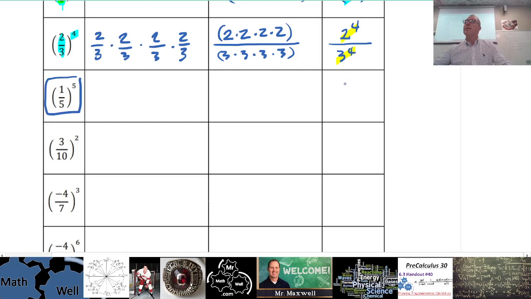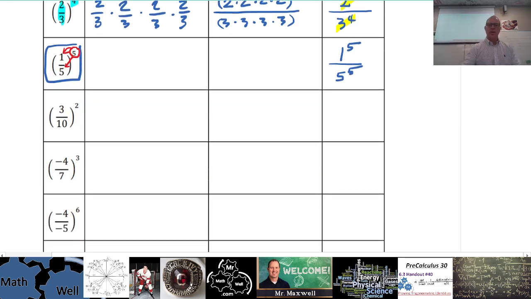Anybody? Have a guess? Yeah. 1 to the power of 5? And 5 to the power of 5. Divided by 5 to the power of 5. Exactly. So good job. What's happened is this 5 applies to the 1. So that's a 1 to the 5. And then the 5 also applies to the 5 down there, which is 5 to the power of 5. Okay? Real good. So 3/10, to the power of 2, that's going to be 3 squared divided by 10 squared.